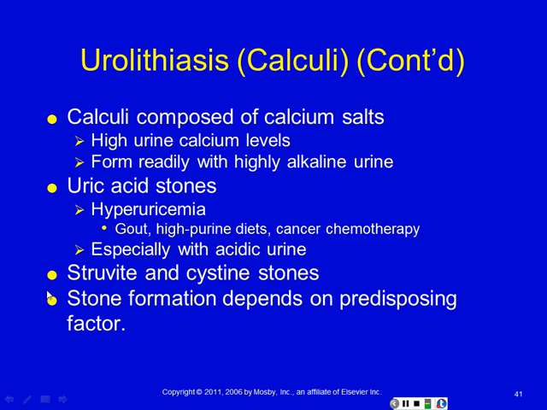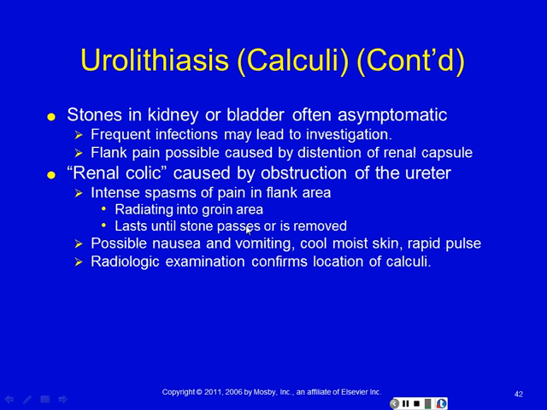And then these are less common, struvite and cystine stones. The thing with these is they don't show up on X-ray, but they do show up on CT scan. So not all stones can be seen on a simple X-ray. Some kidney stones you have to get a CT scan to see. All right. Stones in the kidney or the bladder are often asymptomatic because they're not on the move. They're just hanging out there, and until they obstruct something, they're not going to cause any symptoms.